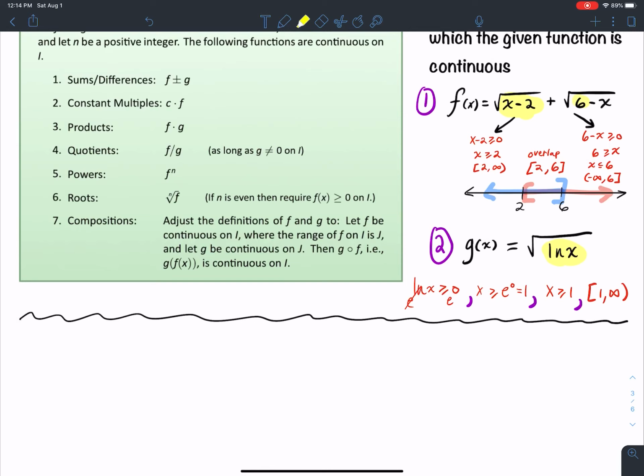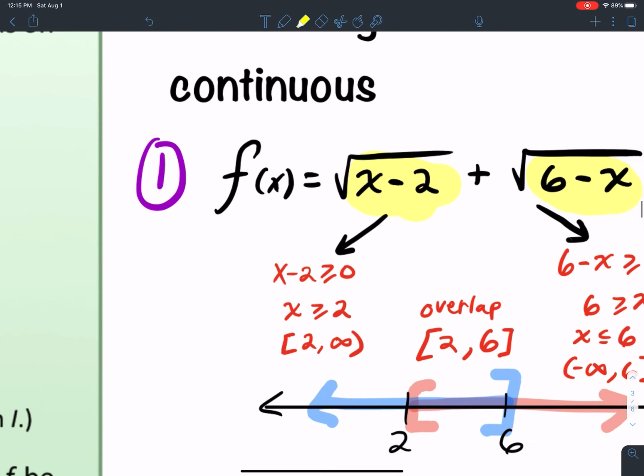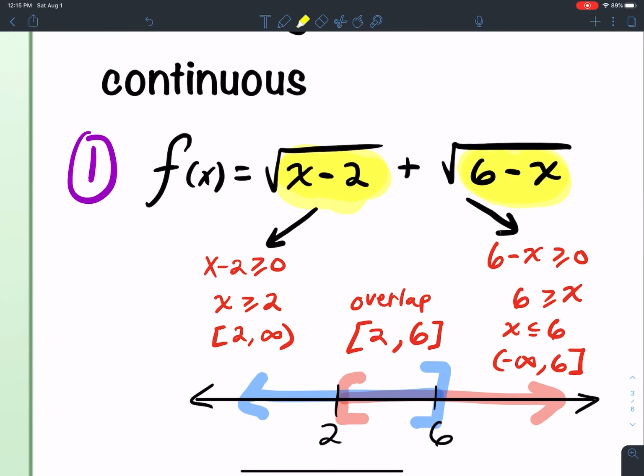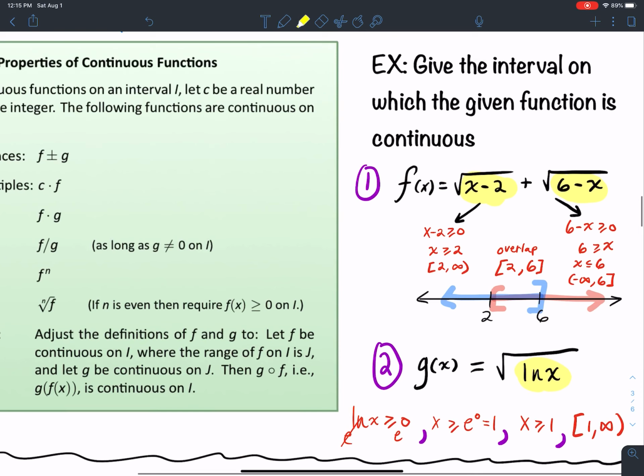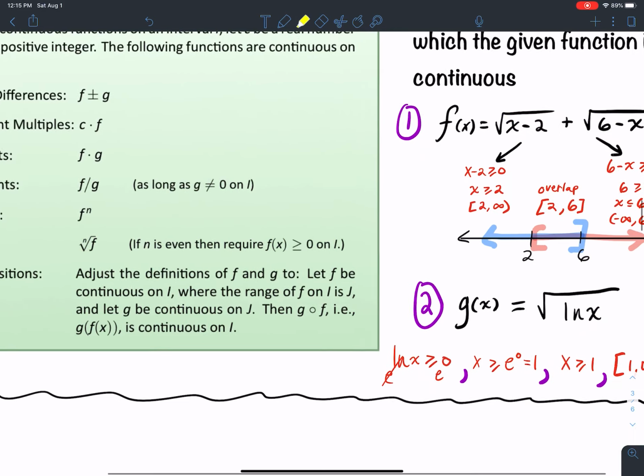We're talking about individual pieces in here. These polynomials here are continuous everywhere, right? But as soon as we introduce that square root, this rule falls into play, and by golly, we have to make sure that the inside part of those square roots, the radicand, is non-negative. Okay? All right.